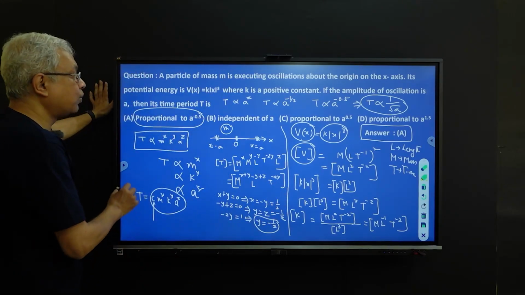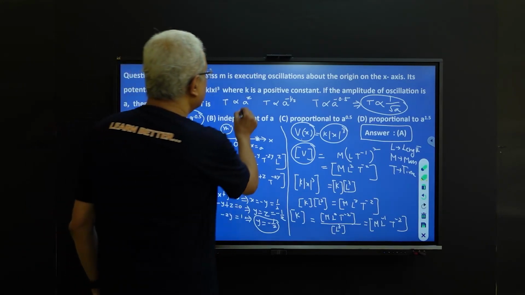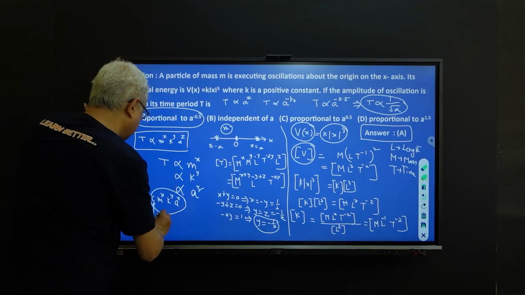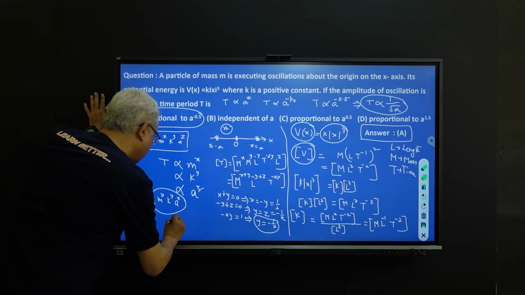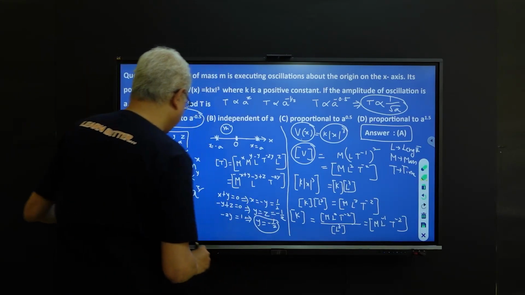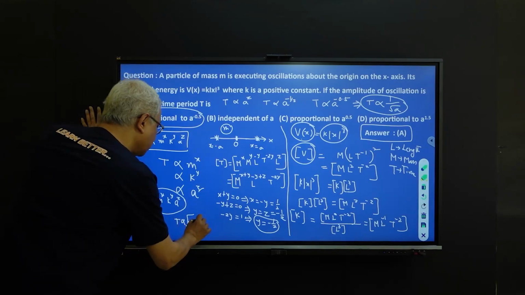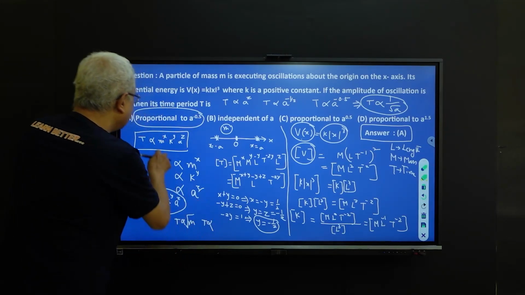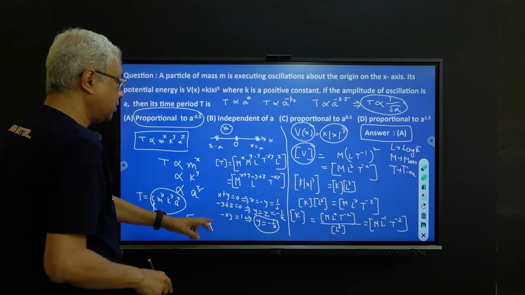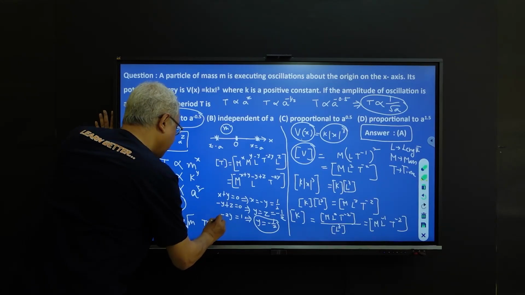So t is proportional to how much? T is proportional to a to the power z. Actually, t is proportional to m to the power x. I have already found x is half. So t is proportional to root over m. Then t is proportional to k to the power y. Y is how much? Minus half. K to the power minus half.